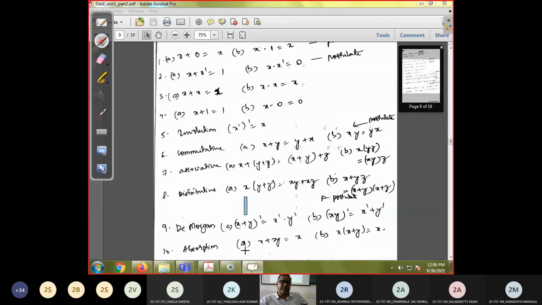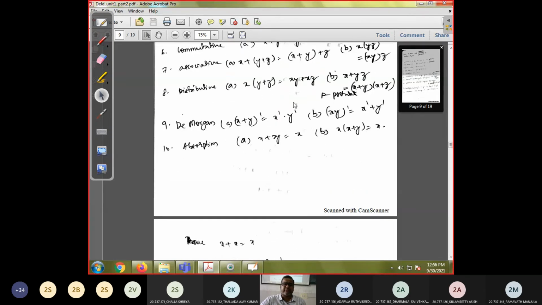10th one is called absorption theorem. x plus xy is always equal to x, and x ANDed with x plus y is always equal to x. So these are my list of fundamental postulates and axioms. Once you know these postulates and axioms, based on this, you can develop your theory.